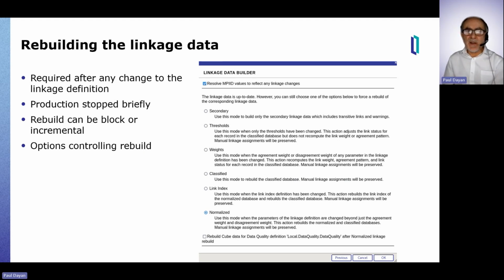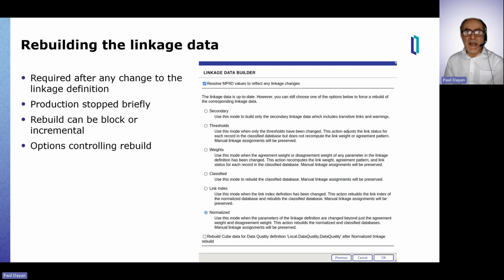When you rebuild the linkage data, you choose what data is rebuilt, depending on what changes you have made to the linkage definition. For example, if you have simply changed the weighting thresholds, you can choose to recalculate the link statuses, but without recalculating the link weights. If you have changed the link key index definitions, you must rebuild the link index data and the classified data. And if you have changed the normalization behavior, you would choose the normalized option to rebuild the normalized data, the link index data, and the classified data.